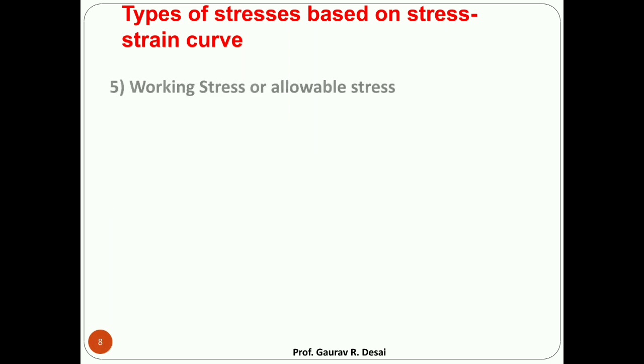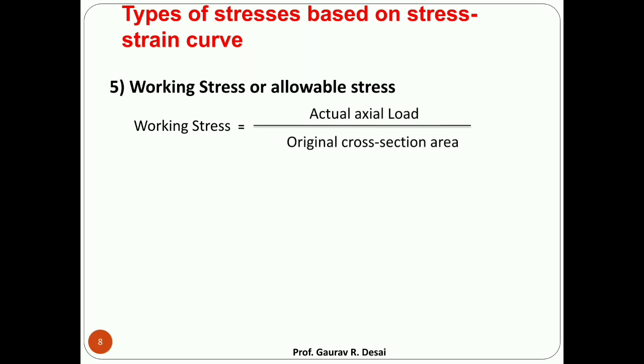Next is working stress or allowable stress. So how we define working stress? It is defined as a ratio of actual axial load divided by original cross section area. So actual load the bar may be taking divided by original cross section area gives us the working stress or allowable stress. This concept is very important in the regular design of structures.